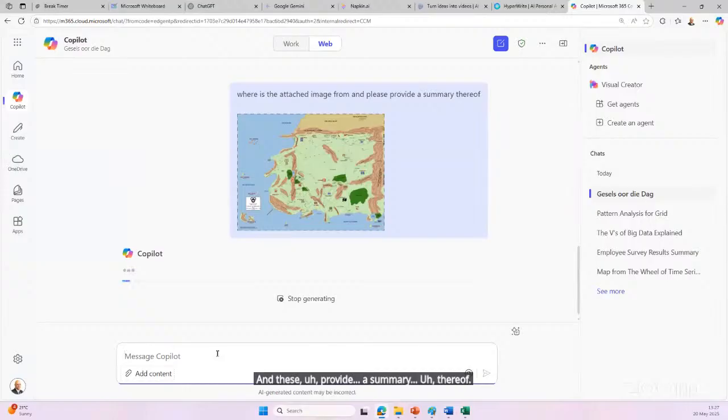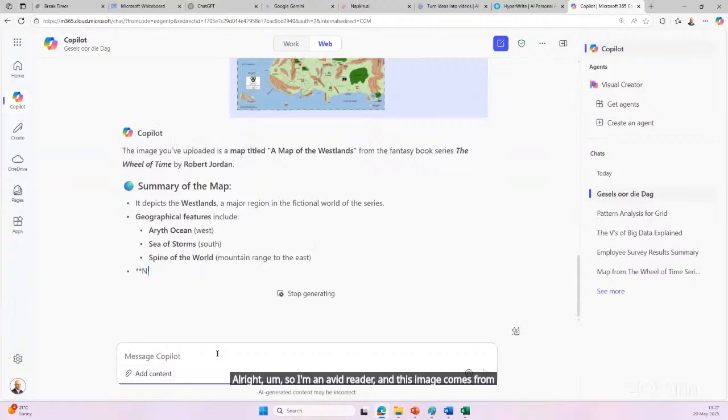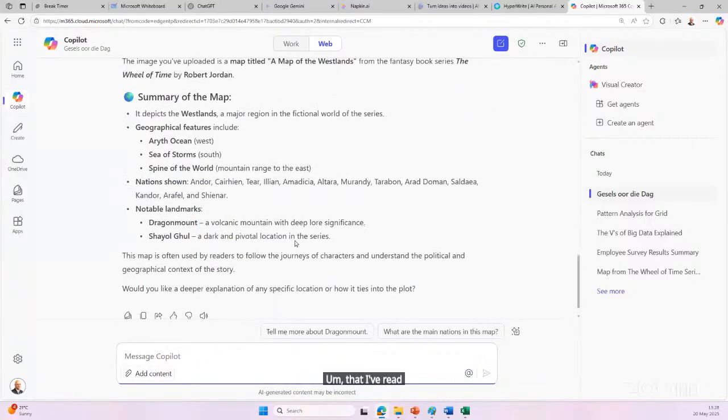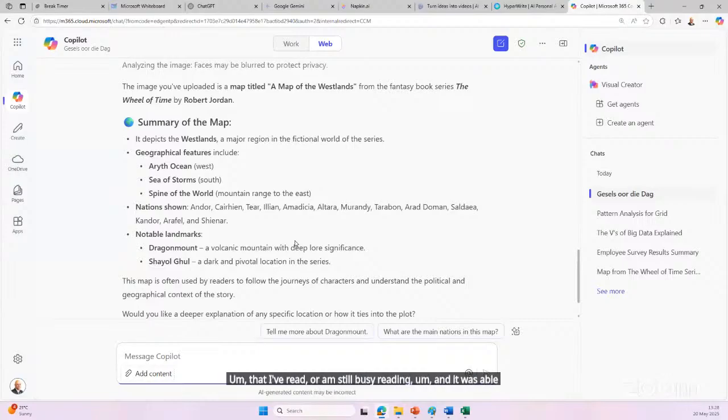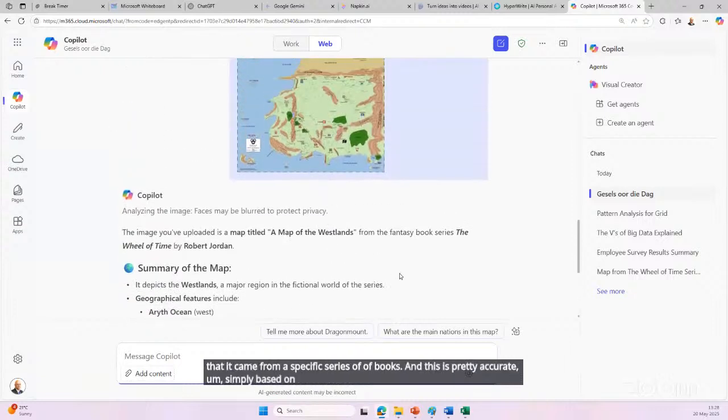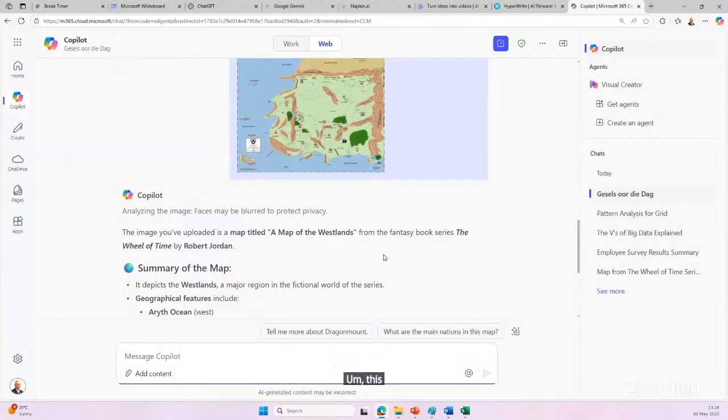All right. So I'm an avid reader, and this image comes from a series of books that I've read or am still busy reading. And it was able to take the image, identify the characteristics associated with the image, and predict that it came from a specific series of books. And this is pretty accurate, simply based on the content of the image. This is machine learning, a practical example of machine learning in action.